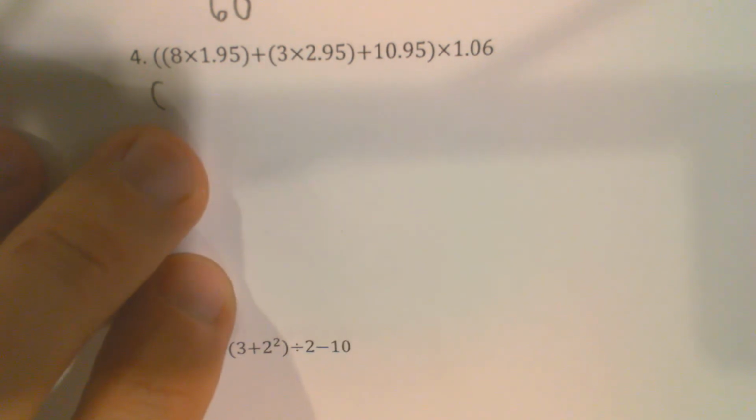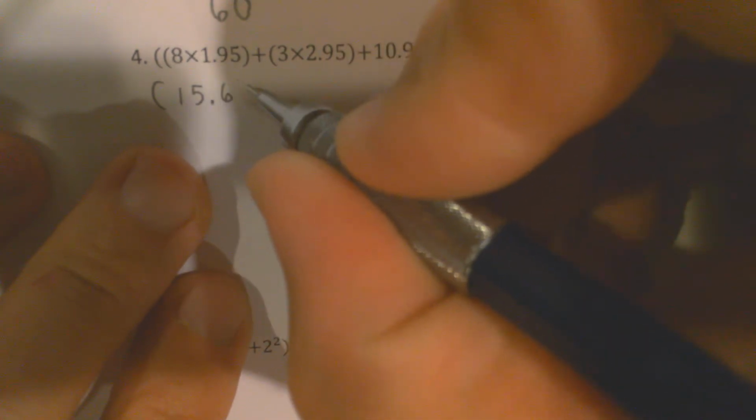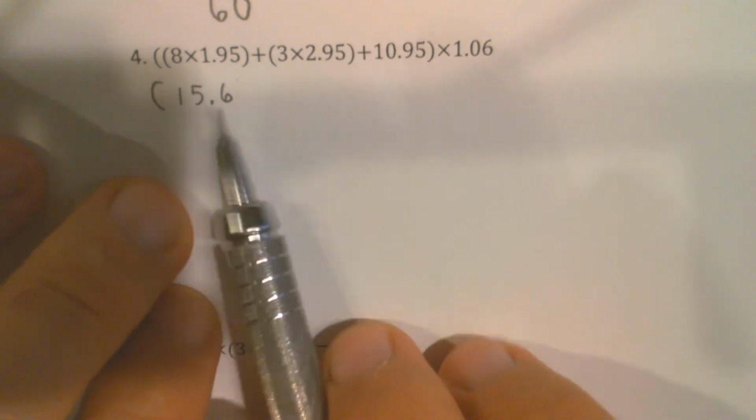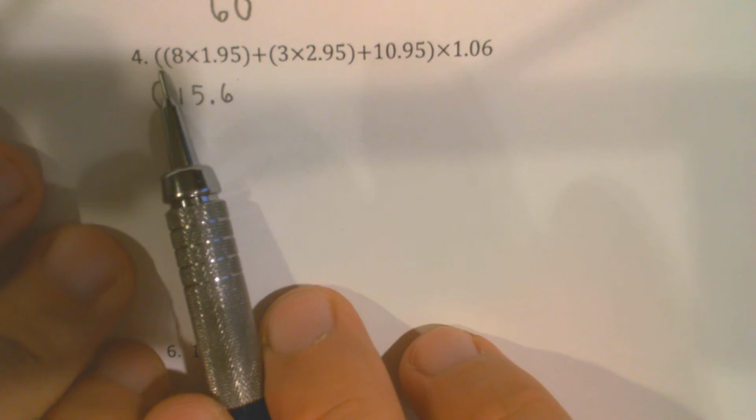Our first parenthesis, 8 times 1.95. That's going to give us 15.6. Now that this is a single number, I can drop the inner parenthesis, but I'm still going to keep this outer parenthesis. Carry everything else down.